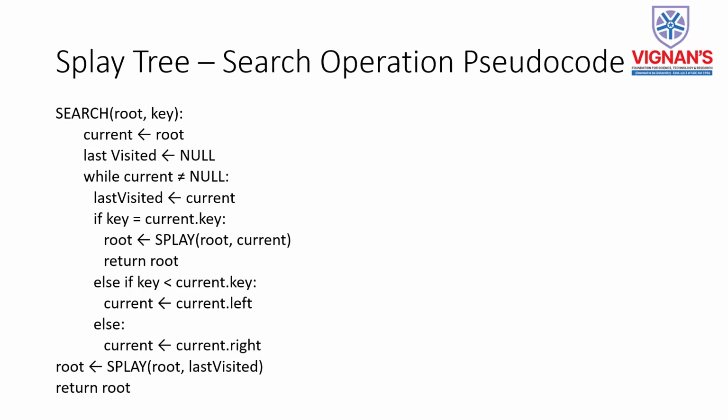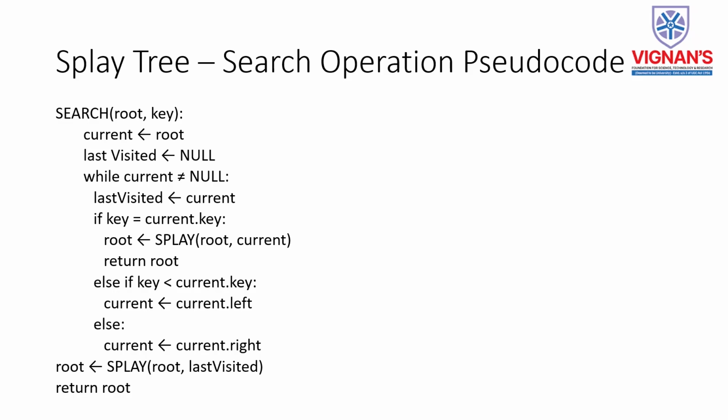If key is equal to current.key, the search key matches the key of the current node, so the search is successful. root = splay(root, current). The found node is moved to the root of the tree using the splay operation. Return root. The updated tree with the accessed node at the root is returned. Else if key < current.key, the search key is smaller than the current node's key, so traversal continues to the left subtree.